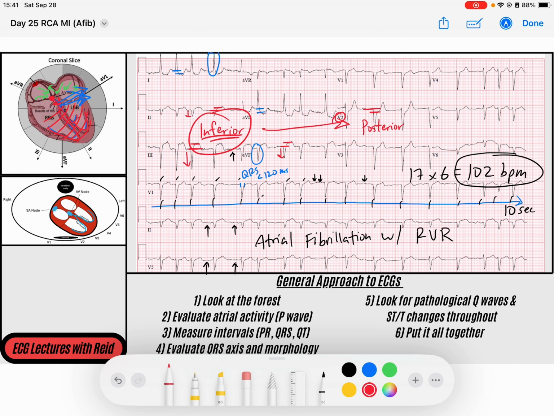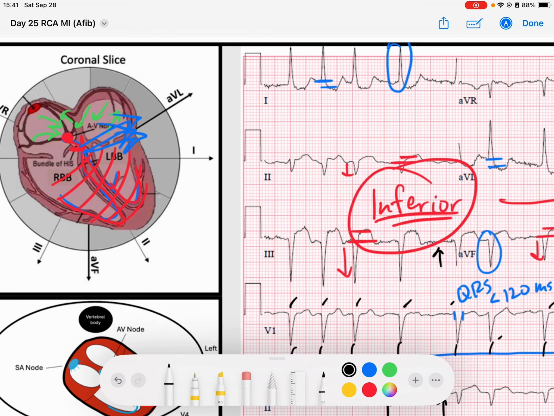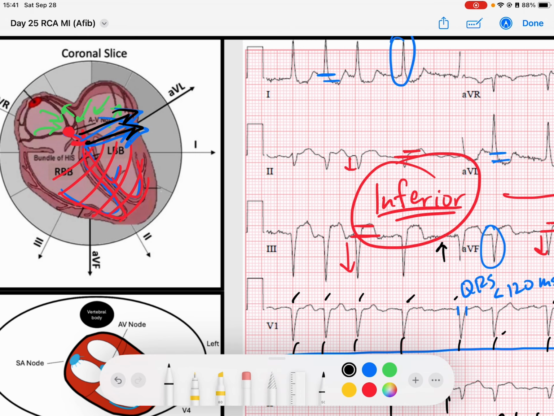And how does that explain the left axis? If our QRS is shifted to the left, why? Well, imagine if the inferior aspect of the myocardium right here is ischemic or infarcting. The signal is not going to travel that way very well. It's going to have to travel this way. So you get a shift in your QRS axis away from that region.